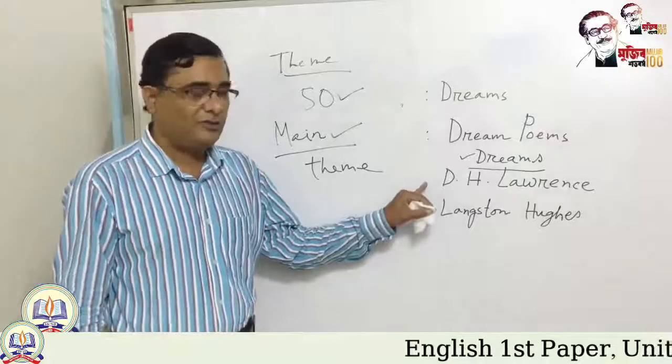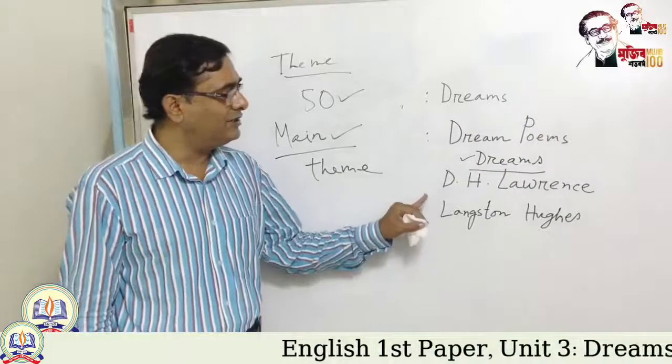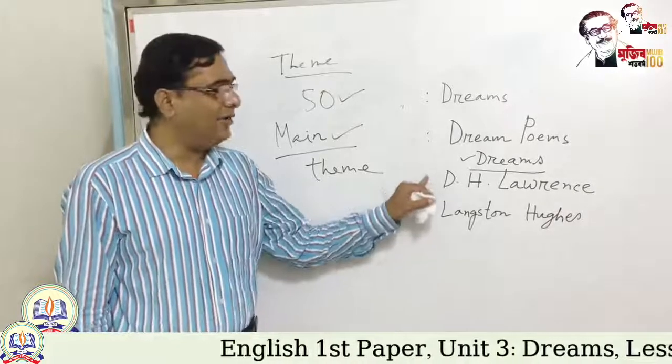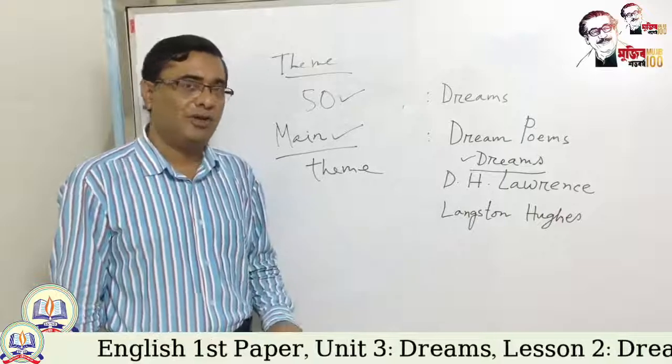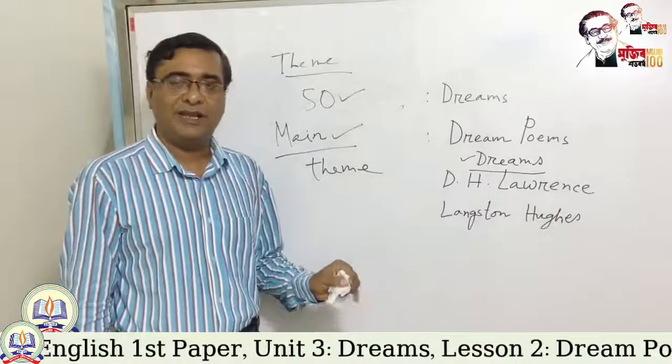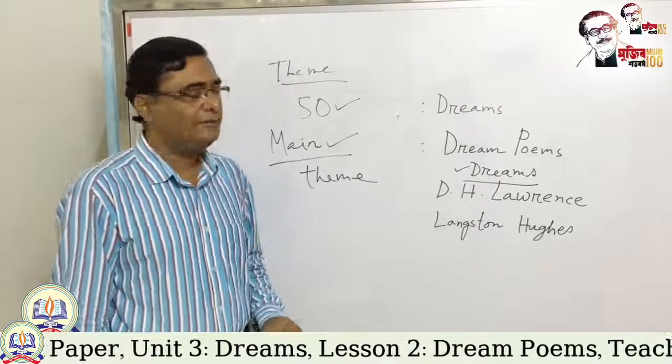So dear students, let's now start reading the two poems on dreams by D.H. Lawrence and Langston Hughes, and I will also explain the summary and theme of these two poems, and again I will show in detail the difference between summary and theme. So let's start our poems.